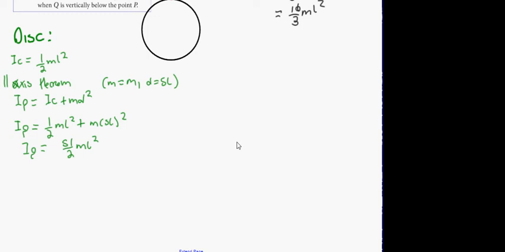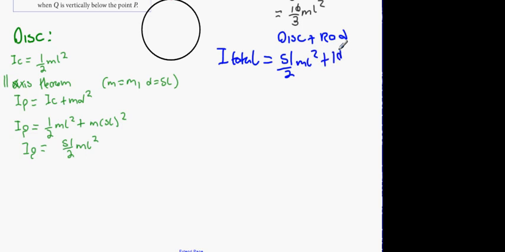Now, finally we have the disc and the rod. So I total, anybody? I total is disc plus rod and it's going to be 51 over 2 ml squared plus 16 over 3 ml squared. And what does that equal? Anybody? 185 over 6, yeah? Okay, perfect. Now, that's that part 1 done.